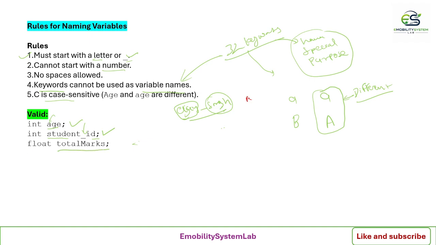Another is float mark. This is also a valid variable name. Why? Because no space has been used between these two words. In rule number 3 you can see no spaces should be allowed when you are writing a variable name.